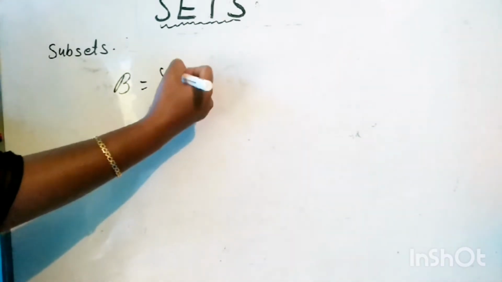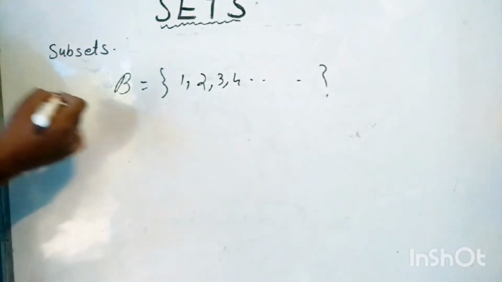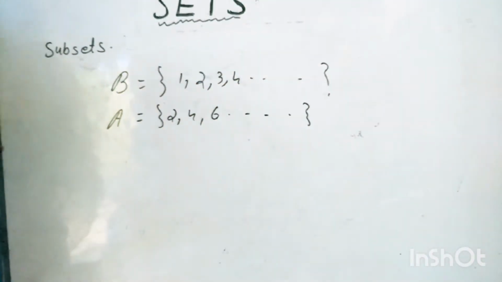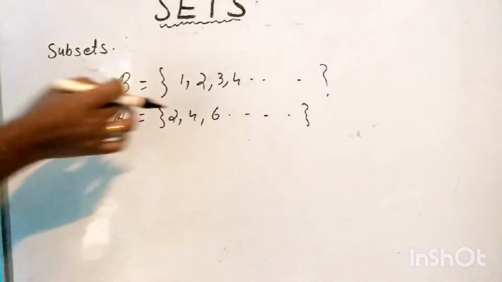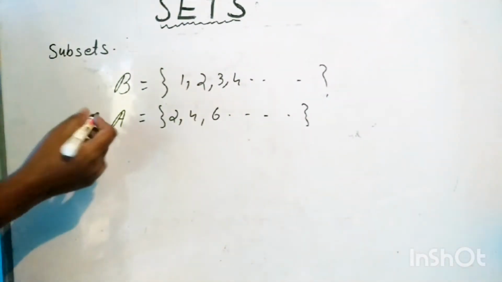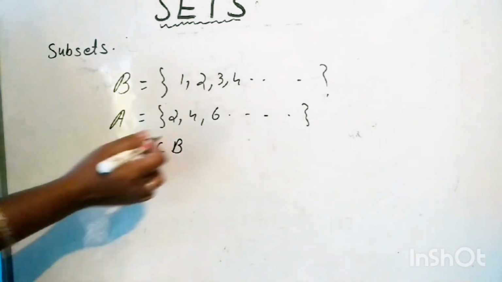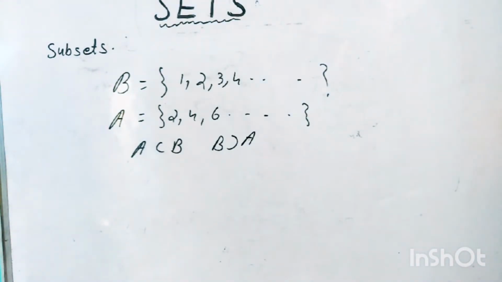B is equal to 1, 2, 3, 4, and so on. This is our set of natural numbers. A is equal to 2, 4, 6, and so on. In this case, is A a subset of B? Yes, we know that all the elements in A belong to B. This is the set of even numbers and this is the set of natural numbers. The even numbers are a subset of B. We can say that A is a subset of B, or that B is a superset of A.